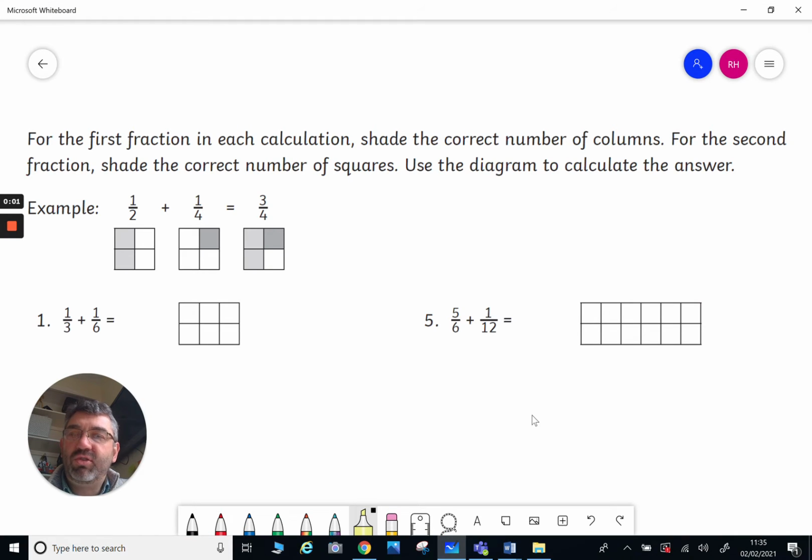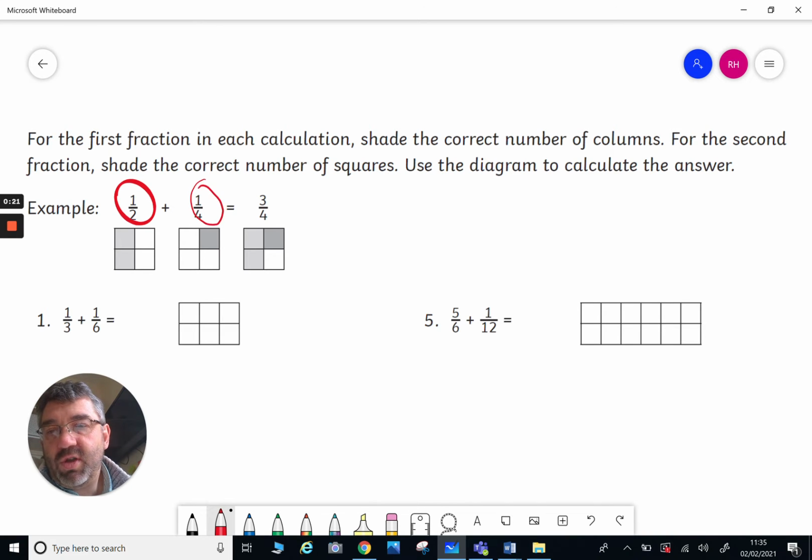Hello, today we're just going to have a look at our maths where we are adding fractions. In this particular example, we are adding fractions where the denominator, the number on the bottom of the fraction, is different.